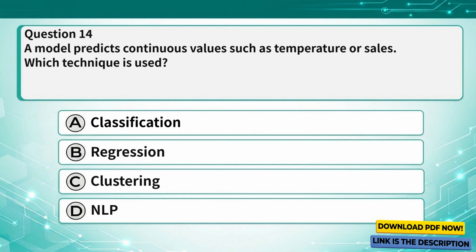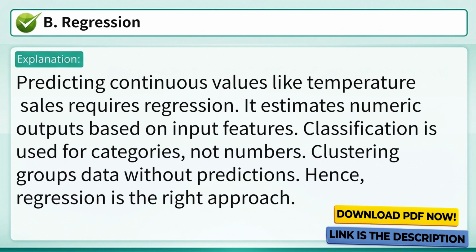Question 14. A model predicts continuous values such as temperature or sales. Which technique is used? A. Classification. B. Regression. C. Clustering. D. NLP. Answer: B. Regression. Explanation: Predicting continuous values like temperature or sales requires regression.